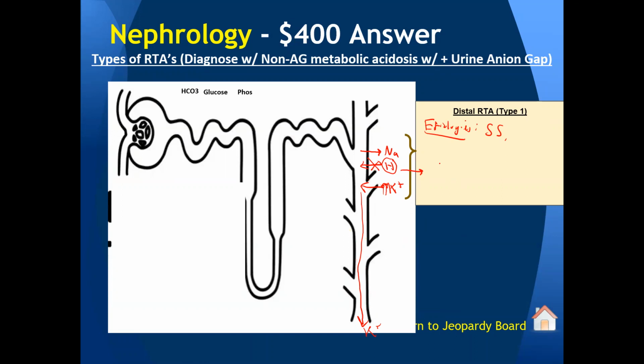And then treatment, it's just going to be oral bicarb. So to treat these patients, you're going to do oral bicarb. You may give K citrate just because that'll give them a little potassium too.